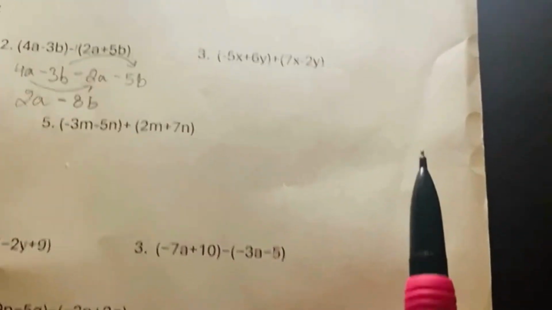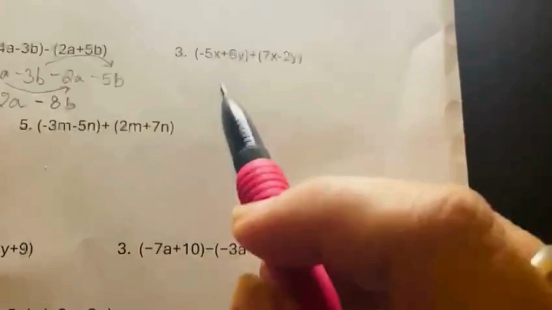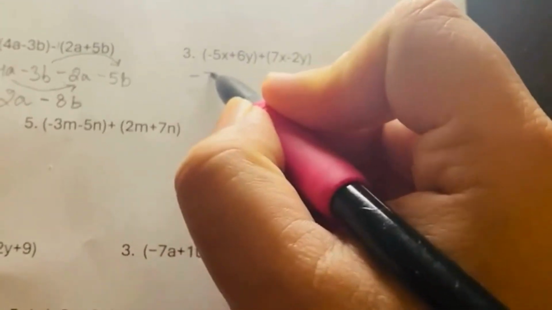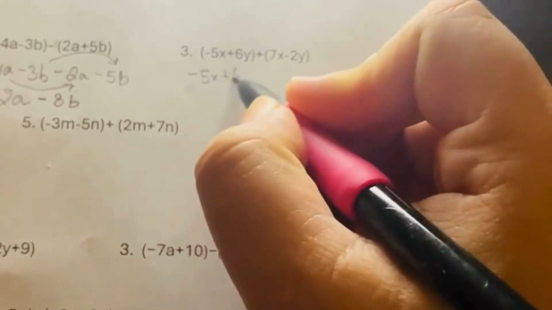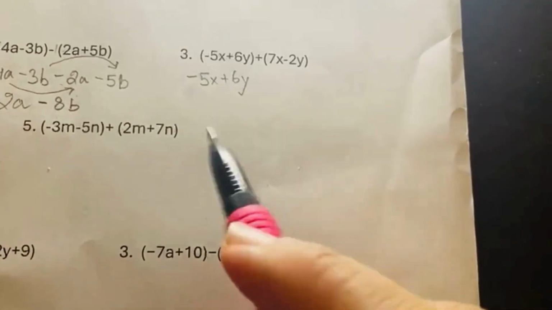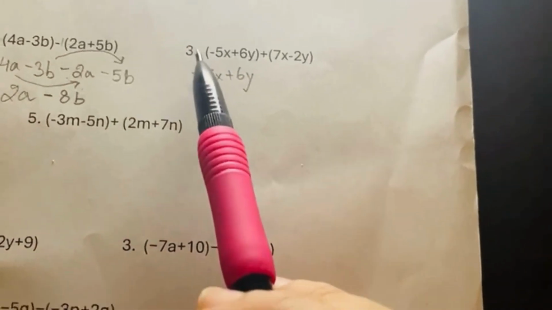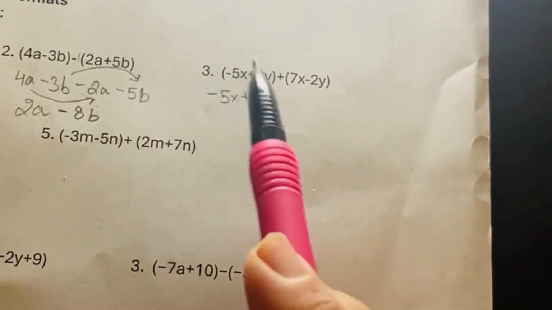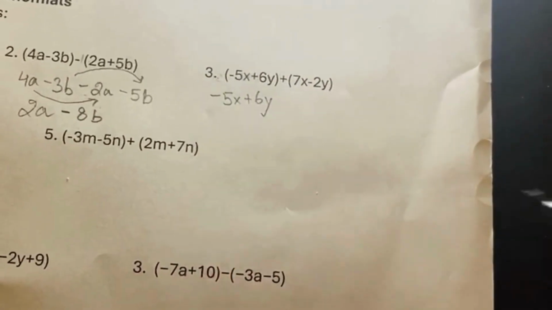Moving on to the next question. Let's rewrite our third question. Minus 5x plus 6y. Why did I simply remove the bracket? Because there was a positive sign. That means no sign, it's a positive sign. So I simply remove the bracket.